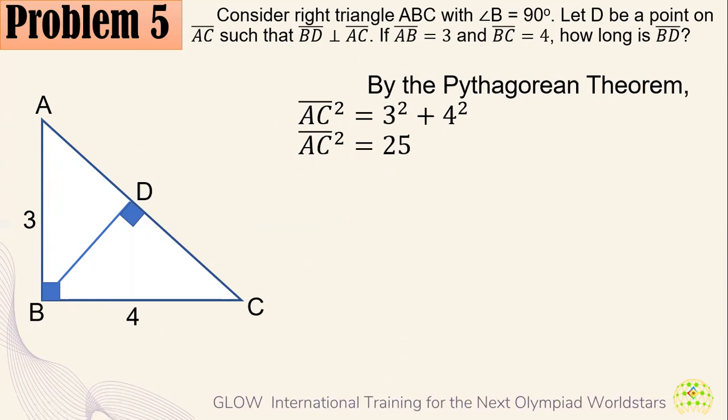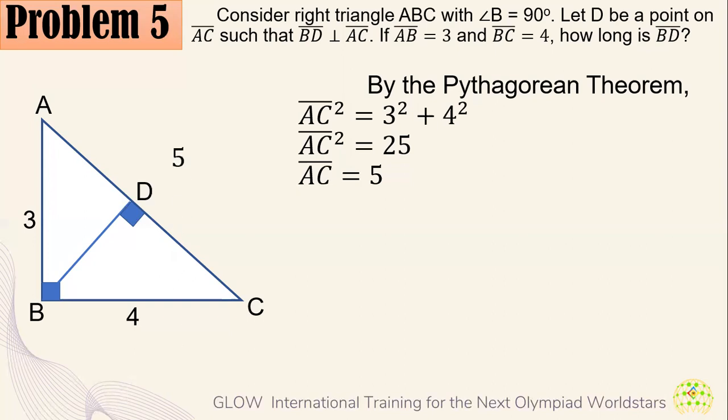And if you will take the principal square root or the positive square root of both sides to solve for AC, we have AC equals 5 units. Don't be confused. It should be plus minus 5. But since we are talking about lengths, in this case, we have to adapt the positive value and discard the negative value. So AC here is 5.